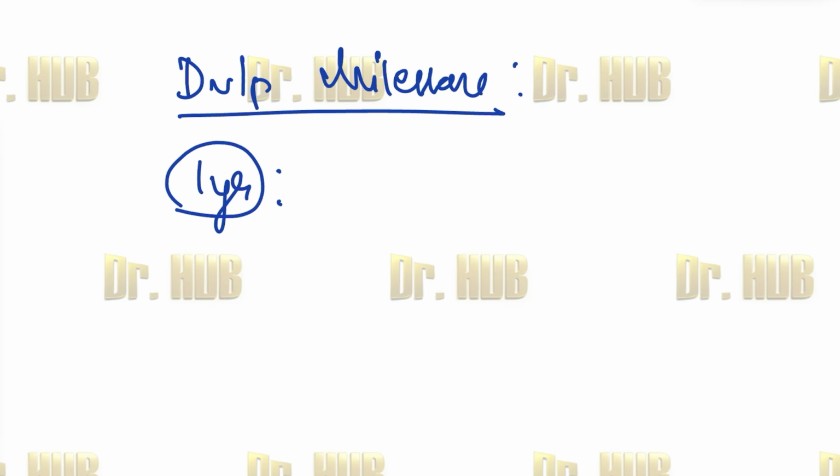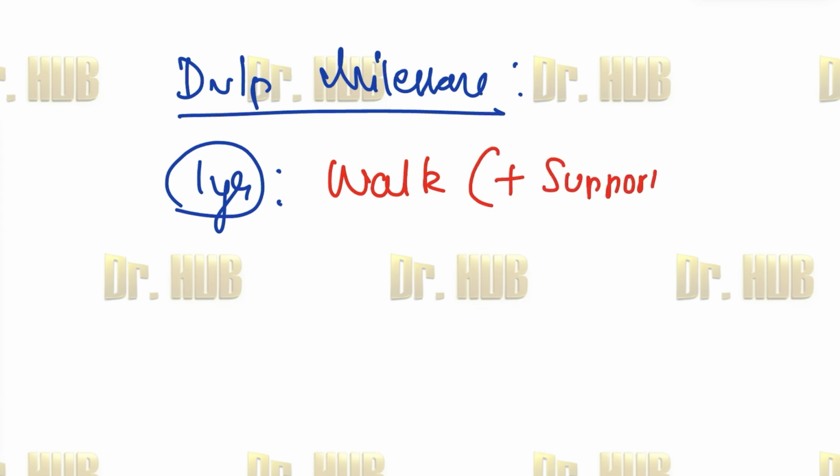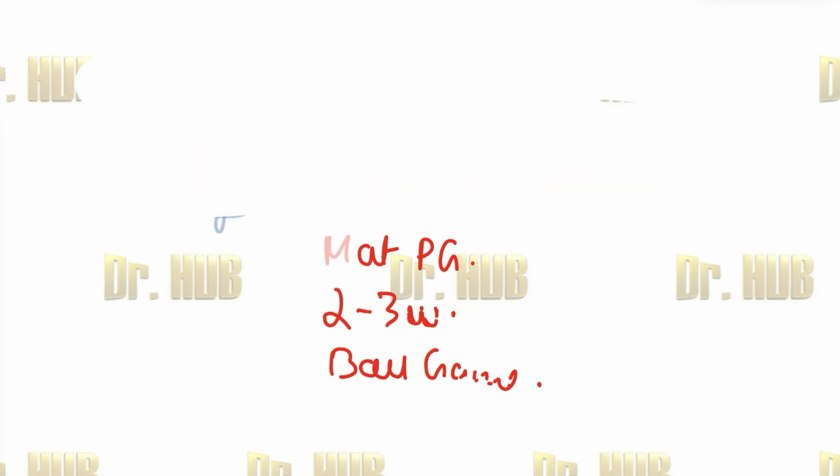So at 1 year, the motor milestone is the child is able to walk with support. It requires support. The adaptive milestone is a mature pincer grasp. They are able to speak 2 to 3 words. Next, it is able to play a ball game, as well as domestic mimicry is seen at 18 months. So this is about 1 year.